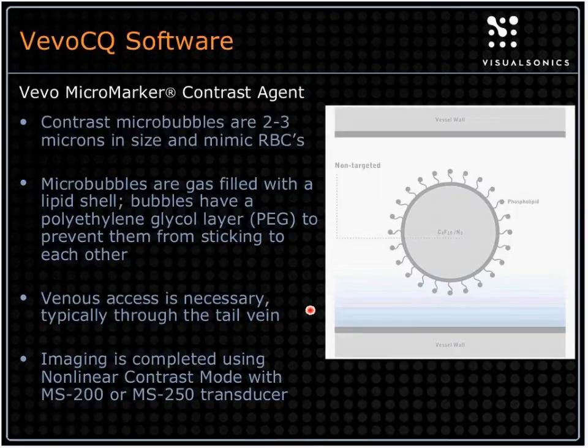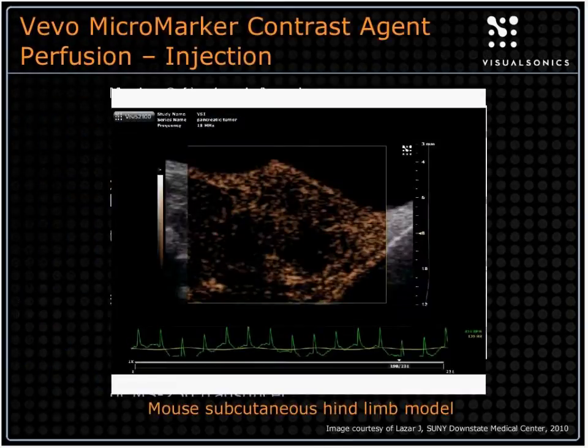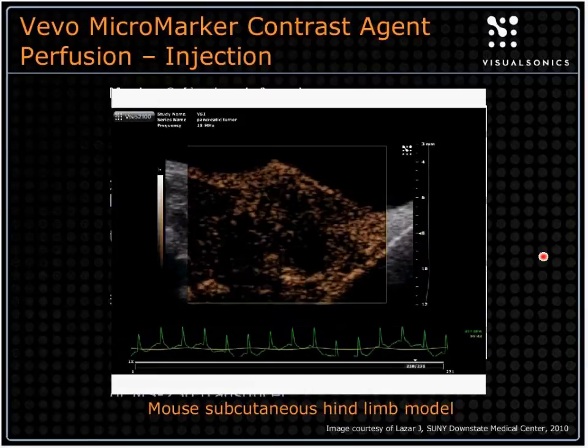And then in nonlinear contrast, we have 2 transducers that work with the Vevo 2100, the MS200 or 250. These are our low-frequency transducers, a 15 megahertz center and a 21 megahertz center frequency probe. The nature of nonlinear contrast is that it works better at a slightly lower frequency, so this is the reason behind using those probes. So there's a video clip here that's just buffering for some of you and is playing for others.